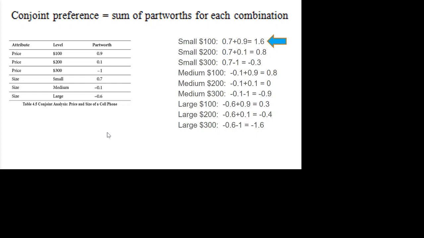Now, another issue is that just because one particular combination has the highest total conjoint preference doesn't necessarily mean that's the one you should go with in terms of designing a new product. You can make a small one, but making it small may be expensive, and selling it for $100 is not going to be profitable. So you might say, well, that's not going to work, we're going to have to go a different route. So maybe we go with small and $200, because that's the second highest.